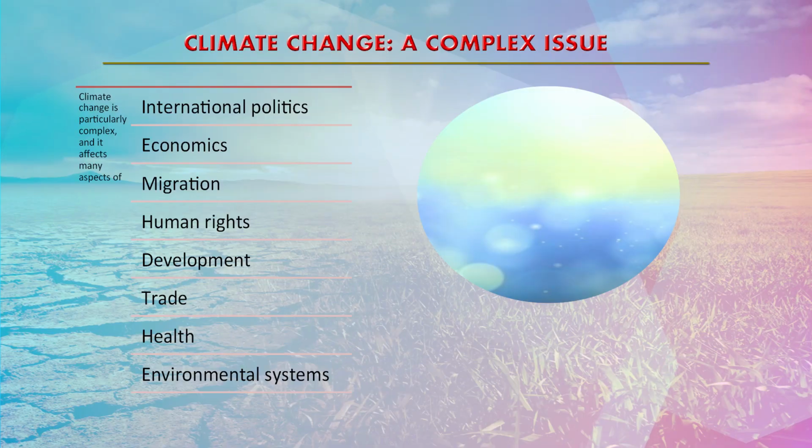You must have seen in the newspapers, whenever prime ministers and presidents meet, they normally talk of two issues. Normally it is climate change and terrorism. Climate change has occupied the center stage. Climate change affects international politics, economics, migration, human rights, development, trade, health and environmental systems. It is a really complex issue, and this requires global cooperation to handle.